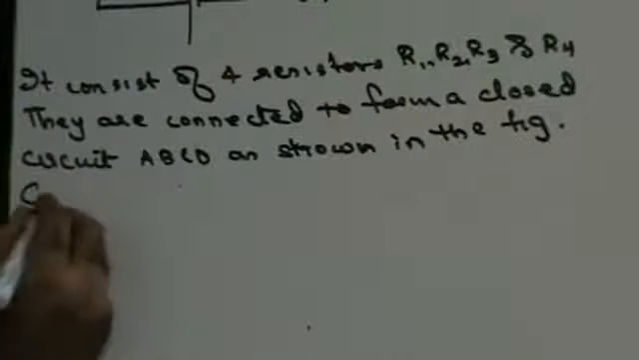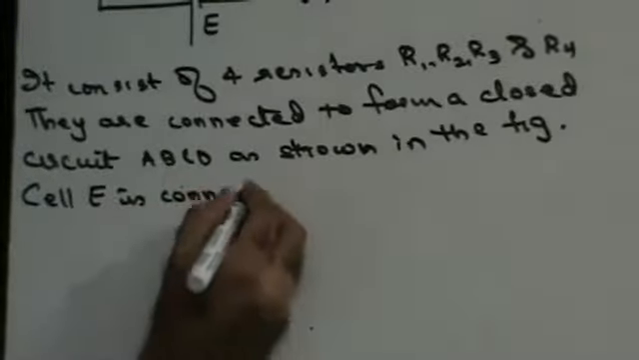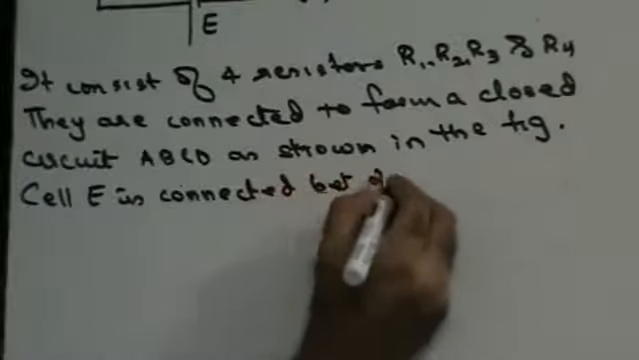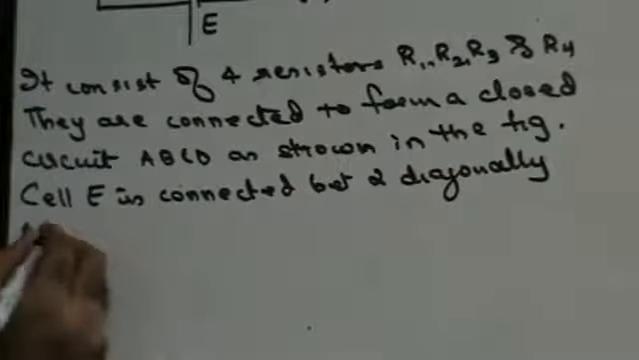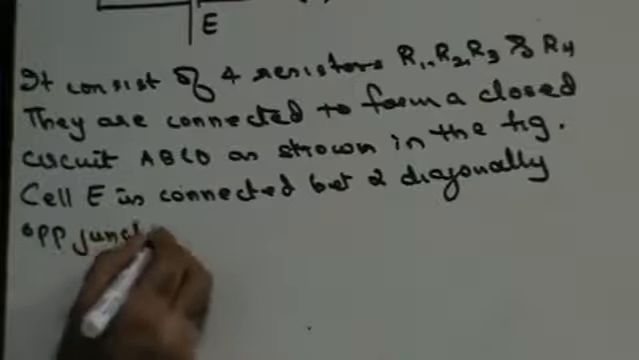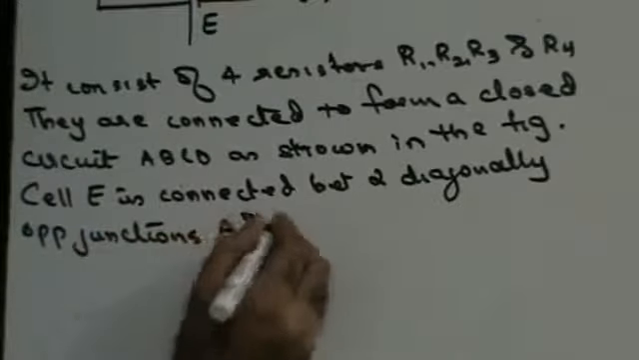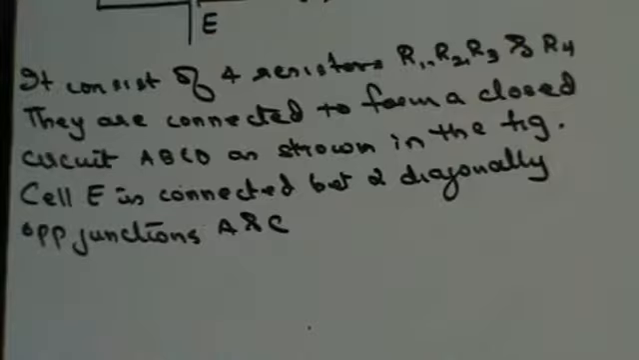Now, cell E is connected between 2 diagonally opposite junctions A and C. Cell E, this is your cell E, is connected between two diagonally opposite junctions A and C. Fine. Now, there is a certain point along the branch ADC which is at the same potential as that of the potential of point B.